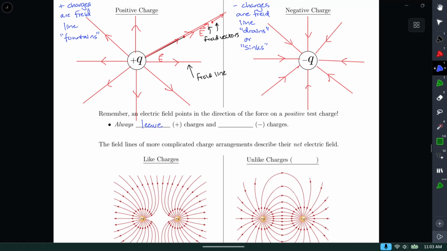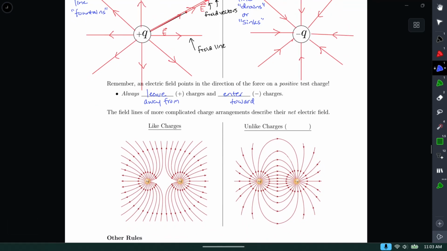So, for positive charges, the field lines always leave. They always point away from them, and they always enter negative charges. So they're away from positive charge, they are toward negative. Because that's what would happen to a little positive charge if we put it nearby. It would be pushed away from the big positive charge, pulled towards the big negative charge.